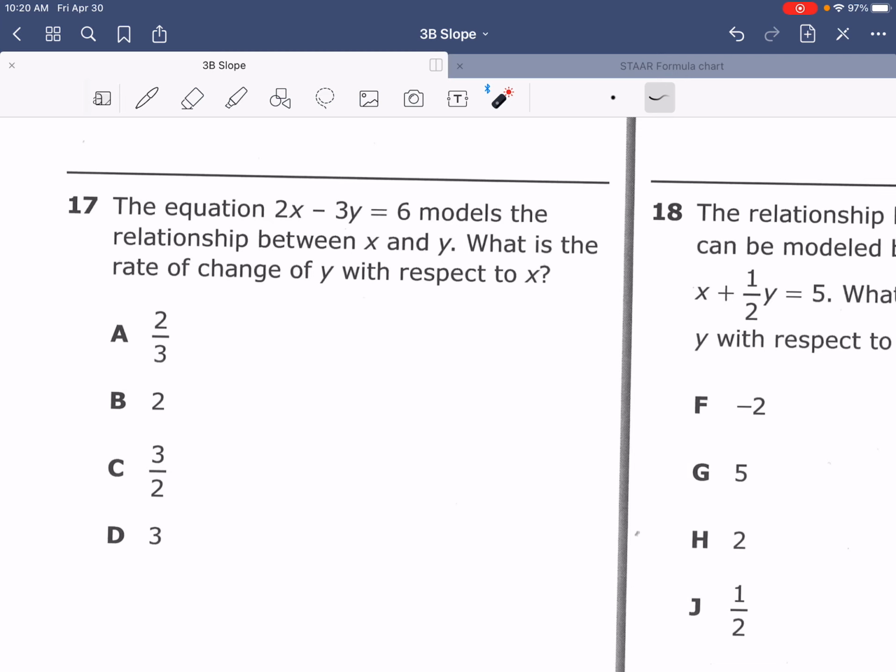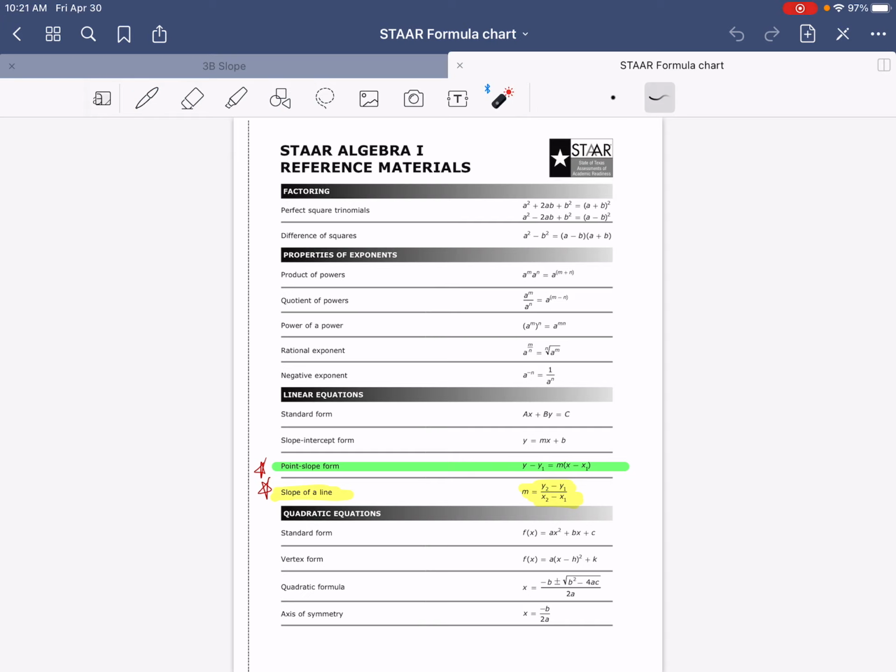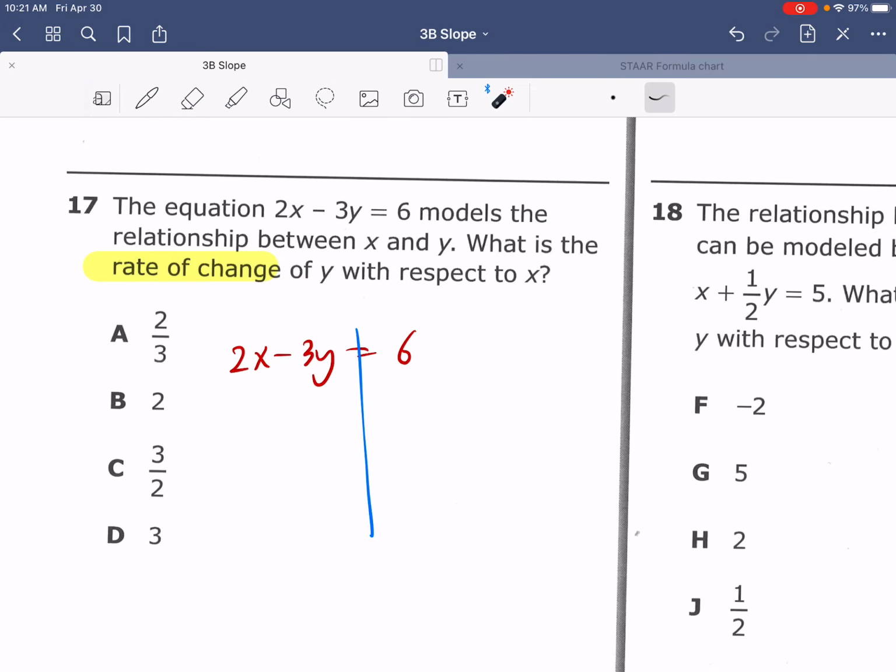Oh, here, let's do this. We have the equation 2x minus 3y equals 6. We want to find the slope, the rate of change, which is the number in front of x. The problem is the equation should look like y equals something. So we have to change it to slope-intercept form, which is this form. That's the slope-intercept form. Okay? So let's do this one.